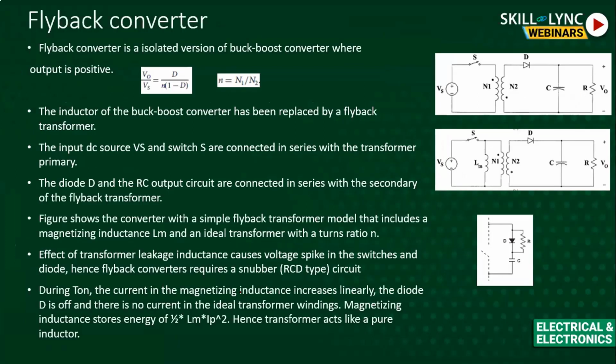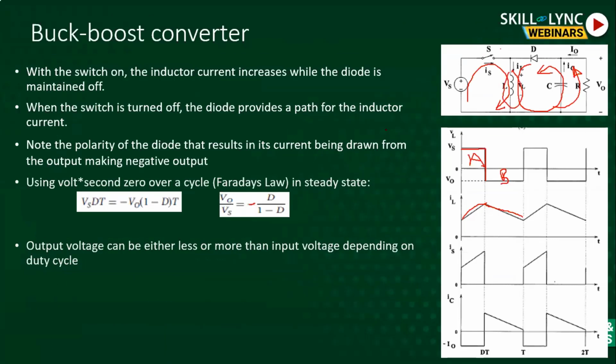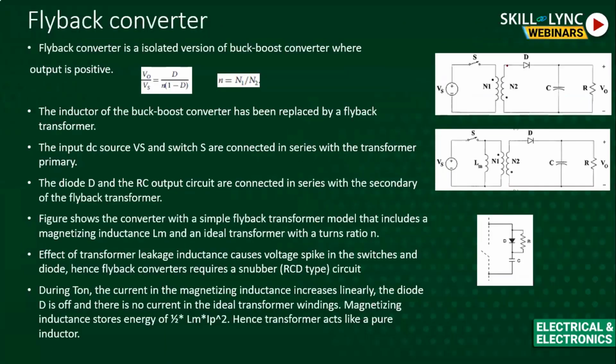It is also called an isolated buck-boost converter. And here the advantage is, if you see the last one, there is an inductor here, and that is getting replaced with a transformer here, which is opposite in polarity. So their dot points are opposite.